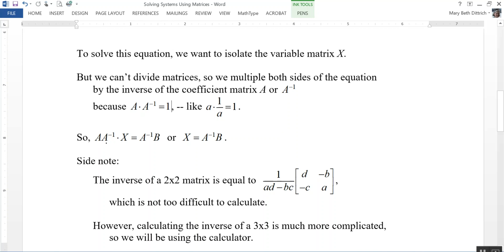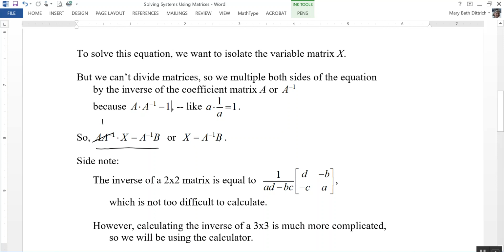So A inverse times A times X is equal to the inverse of A times B. Sorry, this whole equation here. This basically becomes a 1, and so then we have X is equal to the inverse of A times B.